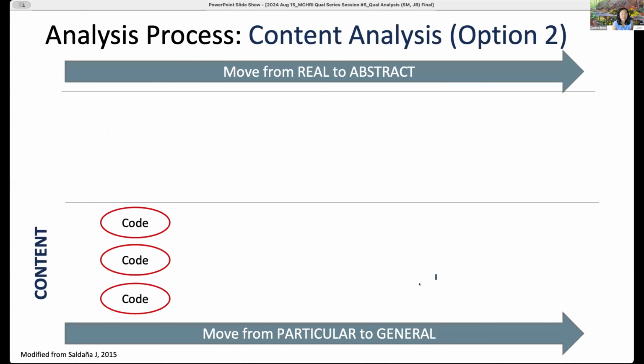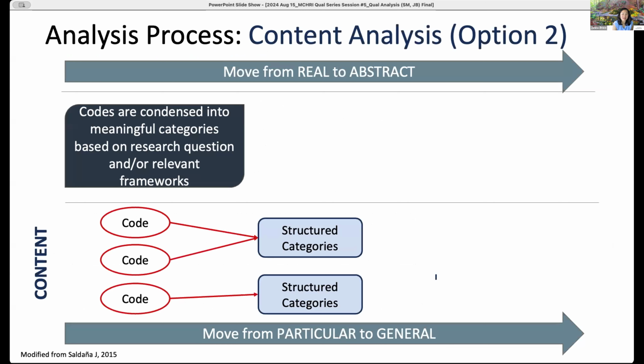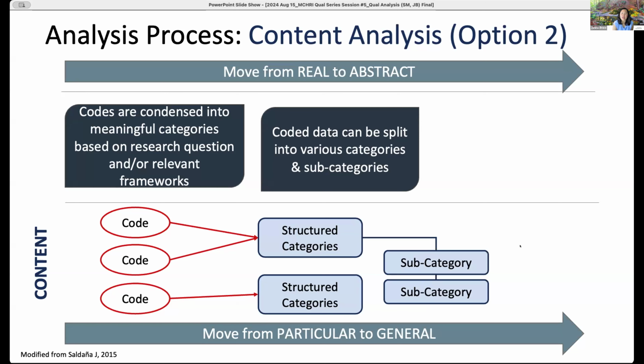And so that's a snapshot of thinking about the theme analysis. The content analysis is similar in some ways in that you will code your data and you're going to look for categories. Instead of more abstract patterns, you might see more structured categories emerging. So you're going to take these codes and just like you did in the theme analysis, you're going to start to group them into meaningful categories. And then you'll start to see potential subcategories emerge.